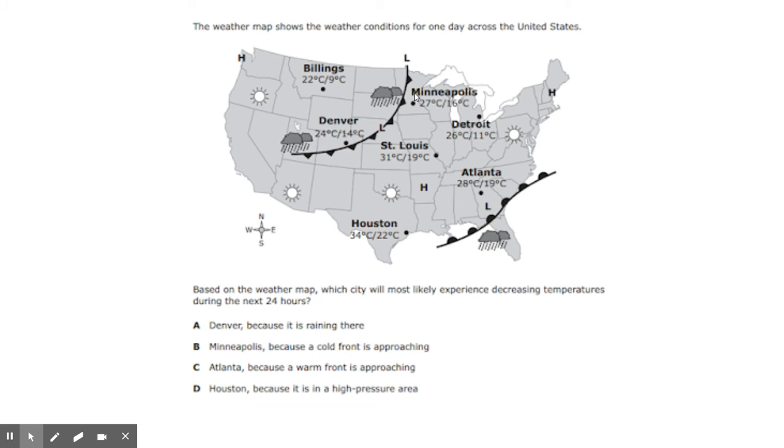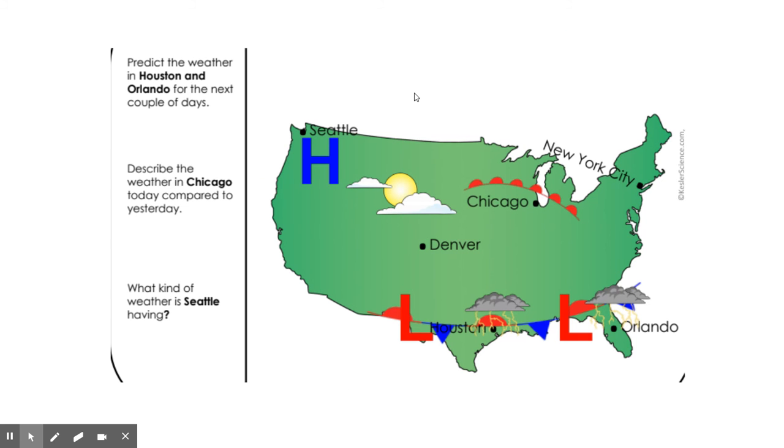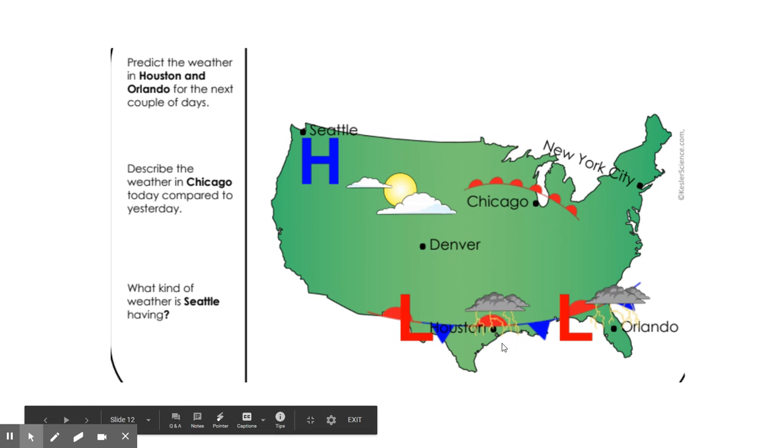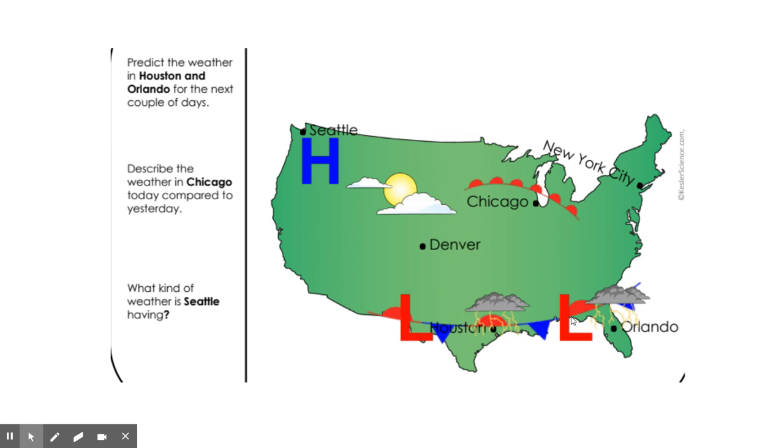Okay. All right, guys. So a couple other examples of some questions predicting the weather in Houston and Orlando for the next couple of days. You could say that Houston's probably going to be raining because this is a stationary front right here. So Orlando, Houston, because of this stationary front, it's probably going to be rainy for a couple of days because, again, the front is stationary.